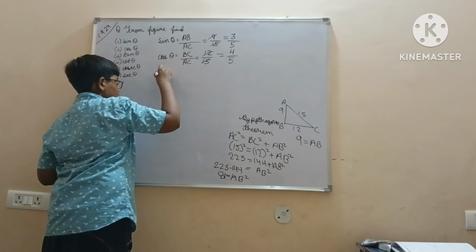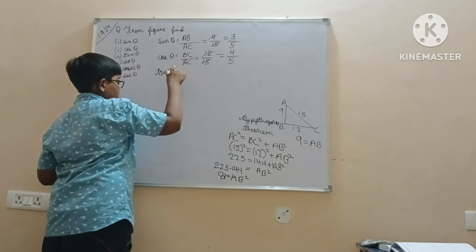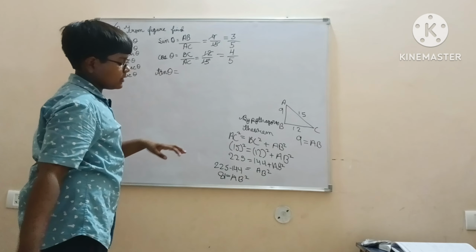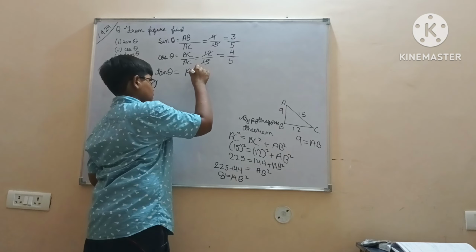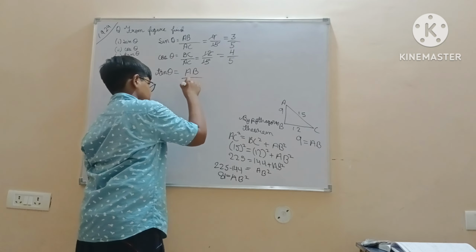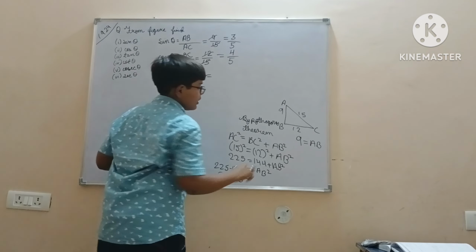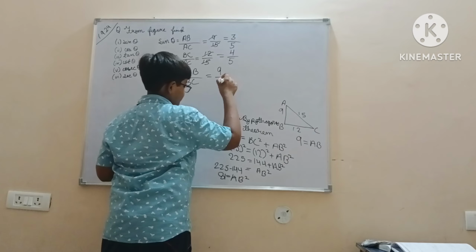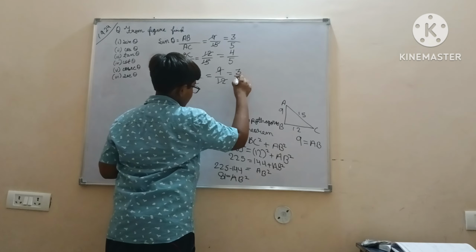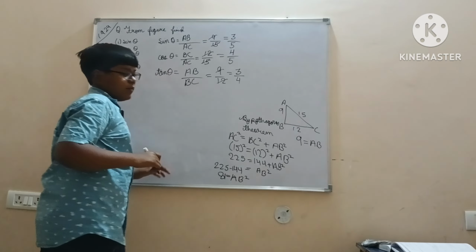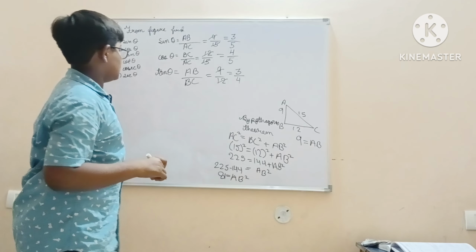Now our third trigonometrical ratio is tan theta. Tan theta's value is height divided by base. So the height of our triangle is AB and the base of our triangle is BC. So height is 9 and base is 12. These both will get cancelled and we will get 3 by 4 by cutting this fraction.